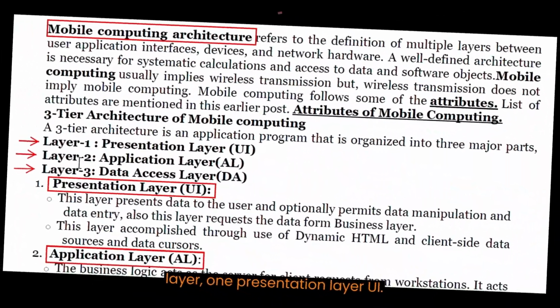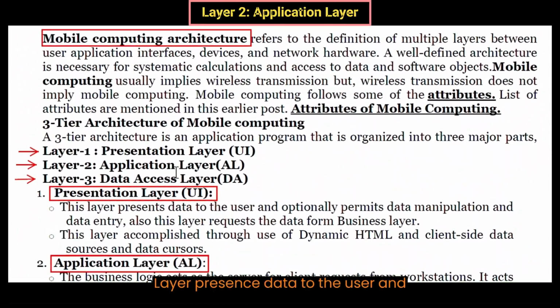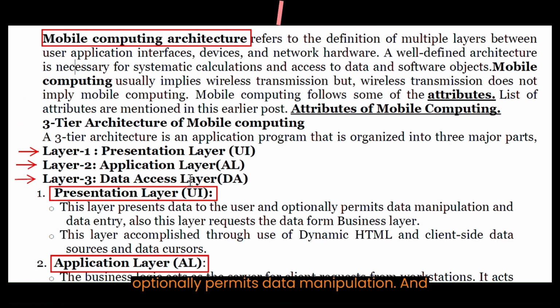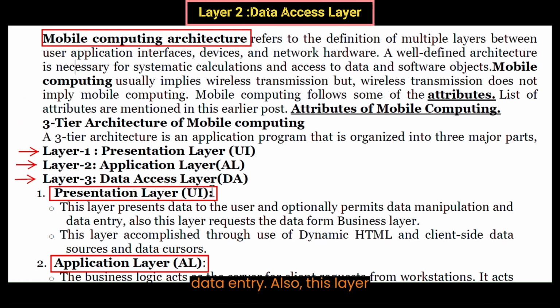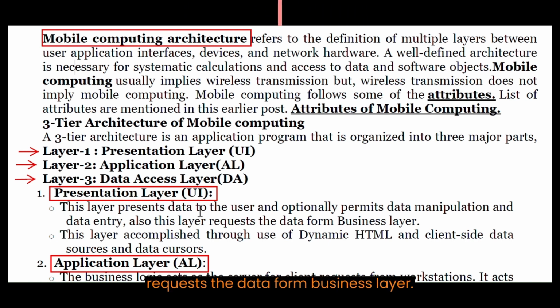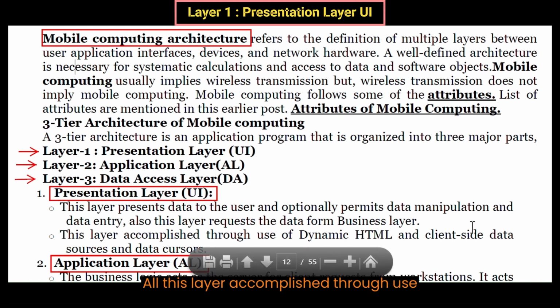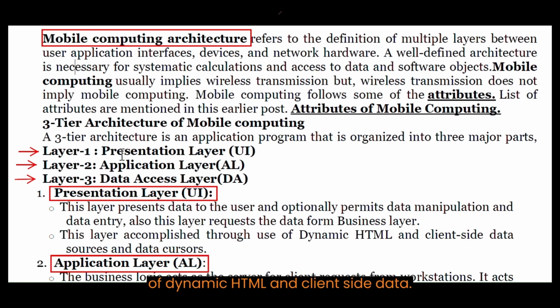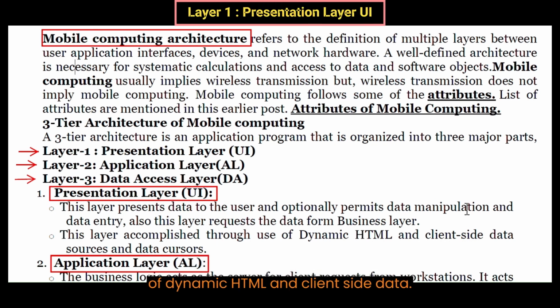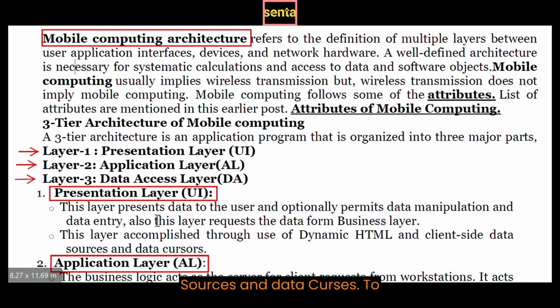Layer 1, presentation layer (UI). This layer presents data to the user and optionally permits data manipulation and data entry. Also, this layer requests the data from the business layer. All this is accomplished through the use of dynamic HTML and client-side data sources and data cursors.